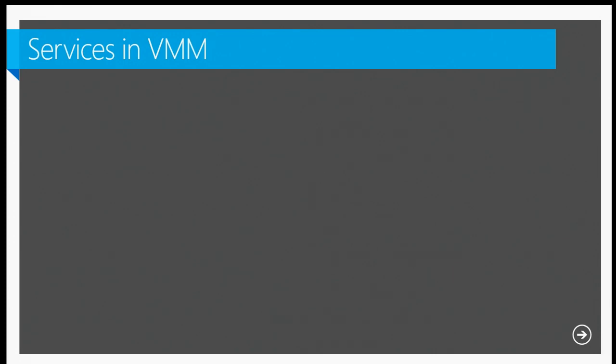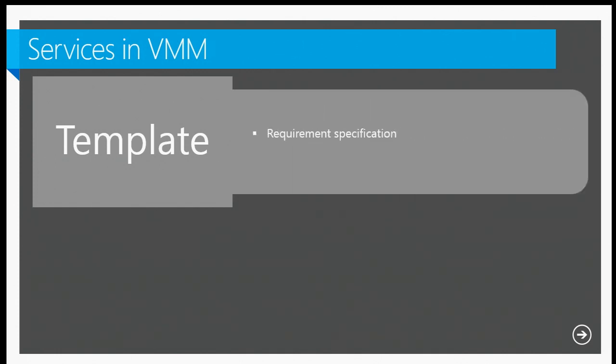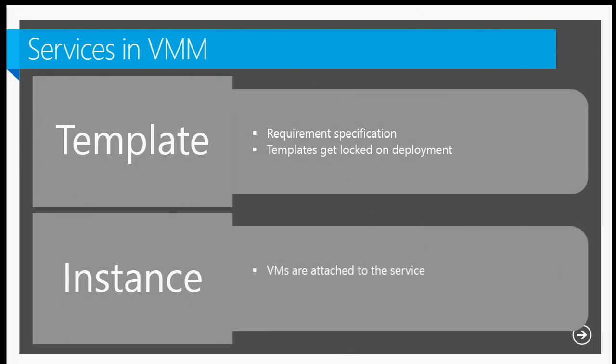So services in VMM, the first thing is the service template itself. It's kind of your starting point for deploying services in general. You're setting apart your requirement specifications, so you're saying the pieces you need and the pieces you'll expect to be there. And then whenever you go to actually deploy this, your templates get locked and they turn into an instance. The instances are tied to a specific template. VMs are attached to the service, and then applications can be deployed without VMs, but generally the service template gets locked on deployment, and that's one of the life cycle things I'll talk about.